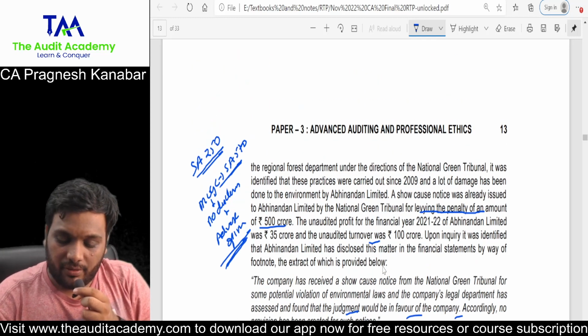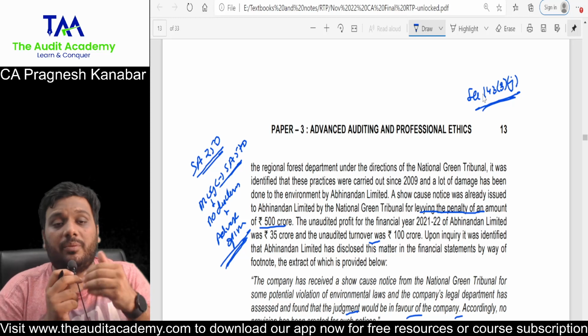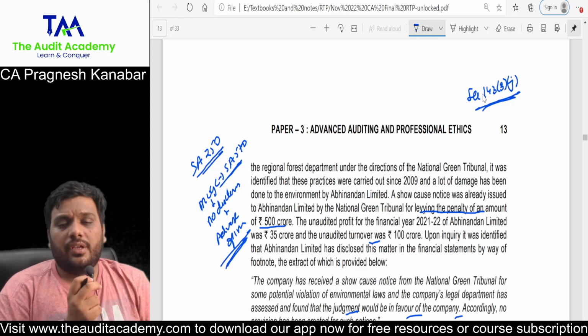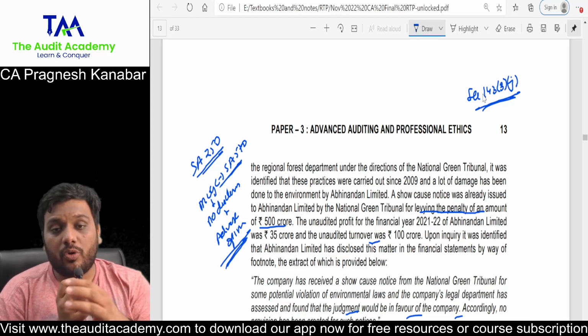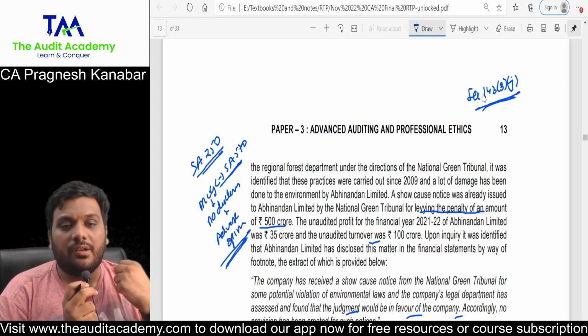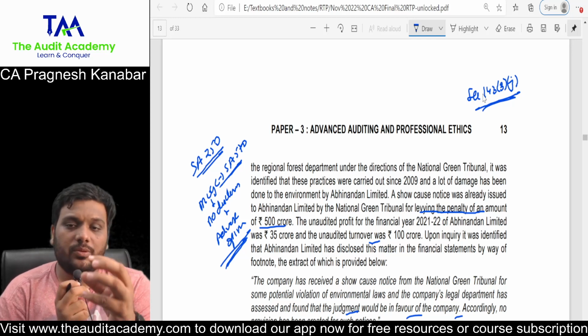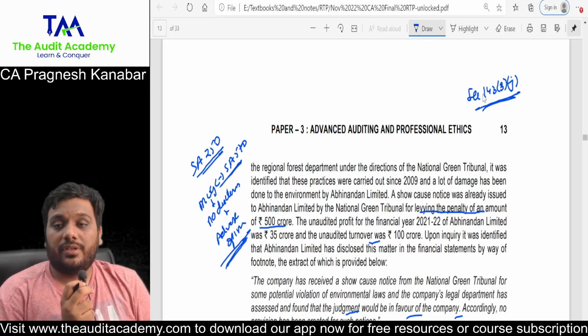So under section 143, subsection 3, clause J, there is a reporting requirement of the pending litigations and the provisions of the company, where you need to report whether the company has disclosed the impact of the pending litigations, whether the company is required to make provisions, and whether they have made adequate provisions or not. Those kinds of comments can also come over here.